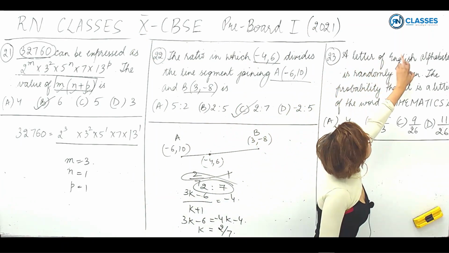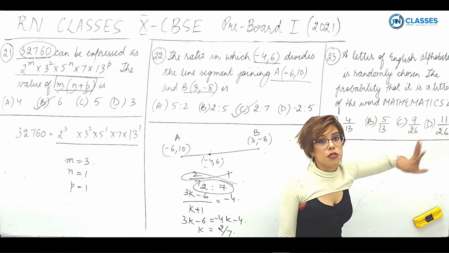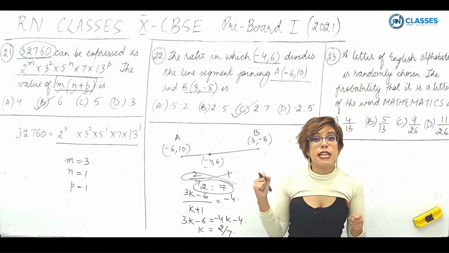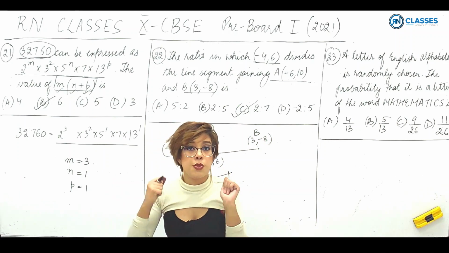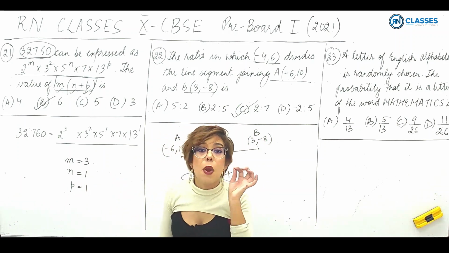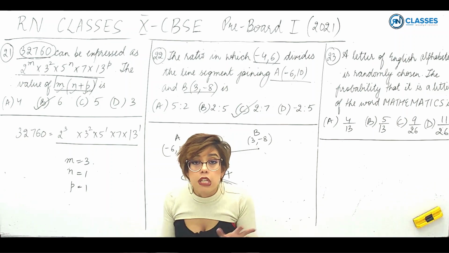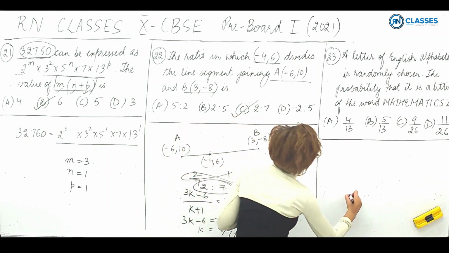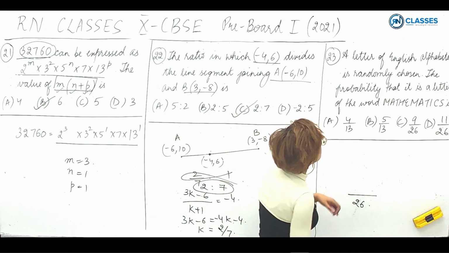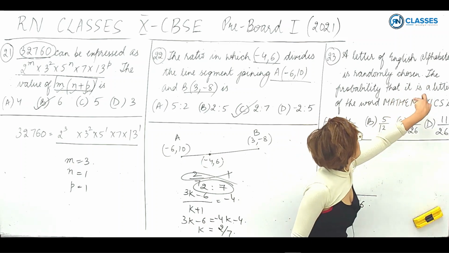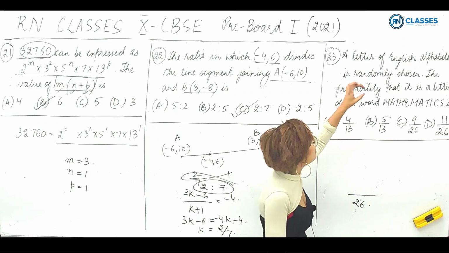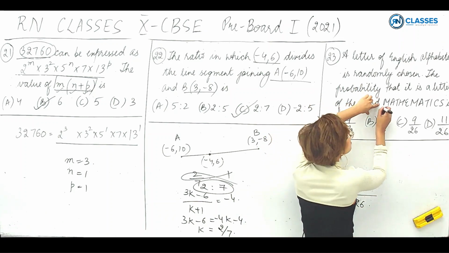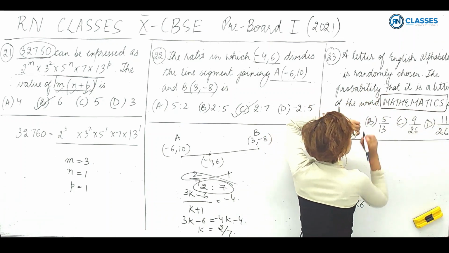A letter of the English alphabet is randomly chosen. From the English language, a letter is randomly chosen. Now, you can choose A, you can choose I, you can choose Y. So, you have 26 outcomes. That means the total number of outcomes, which you already know, is 26. Now he says the probability that it is a letter of the word mathematics. Probability that the letter chosen is a letter of this word.